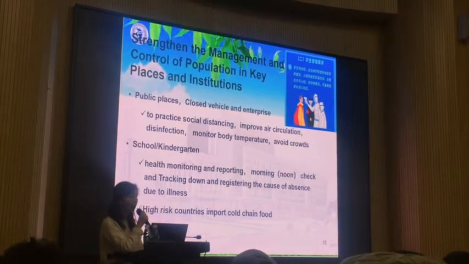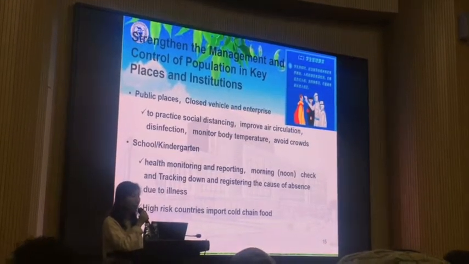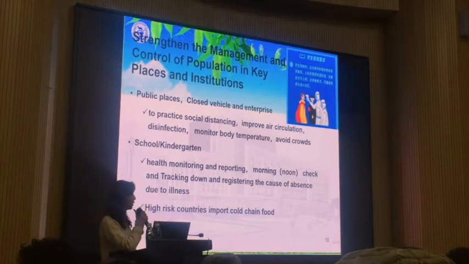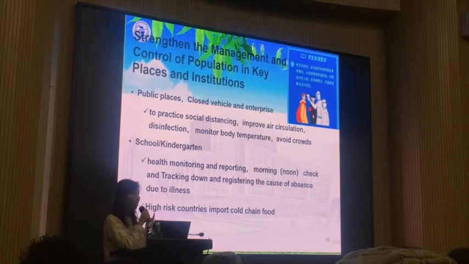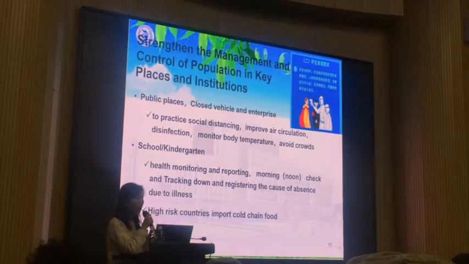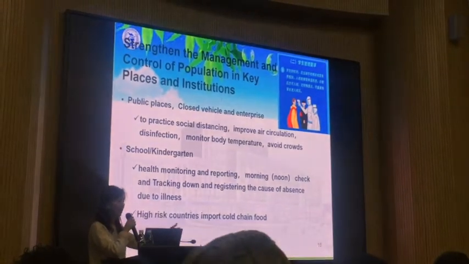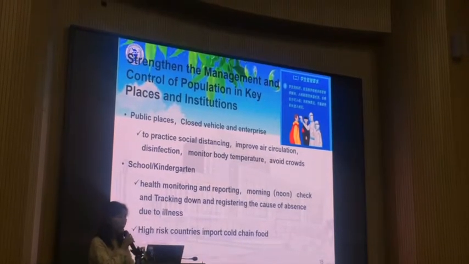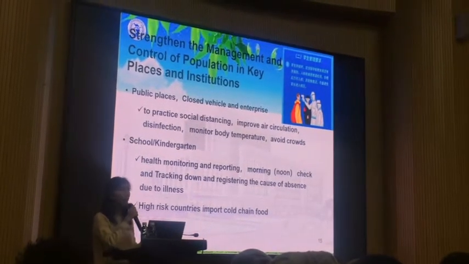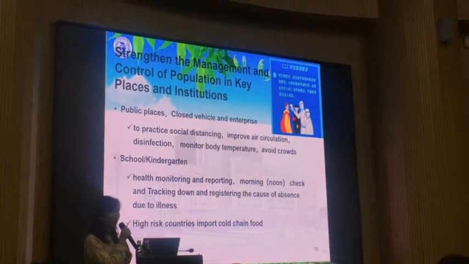Next, I will introduce how we will strengthen the management and control of population in key places and institutions. First, in public places, closed vehicles, and enterprises, we practice social distancing of 1 meter, improve air circulation, do disinfection, and monitor body temperature.